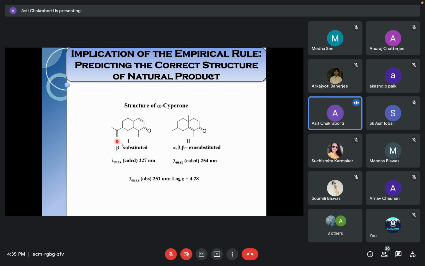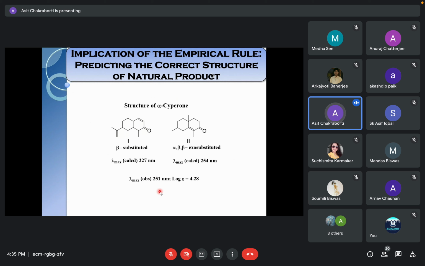So, in probably the 1930s or maybe 1920s, this natural product was isolated. This was called alpha-cyperone by the inventor. And they did all the elemental analysis, whatever I showed you. In the absence of NMR, X-ray crystal structure was not there. So they published the compound in the Journal of the American Chemical Society and published the structure like this. So this was the only data available at the time.